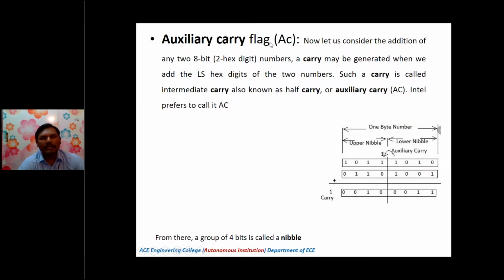Auxiliary carry means that when we are adding data, there is a carry from nibble to nibble. A group of 4 bits is called a nibble. When the first nibble addition generates a carry and it goes to the next nibble, that carry is called the auxiliary carry. We'll discuss this in the flag register.